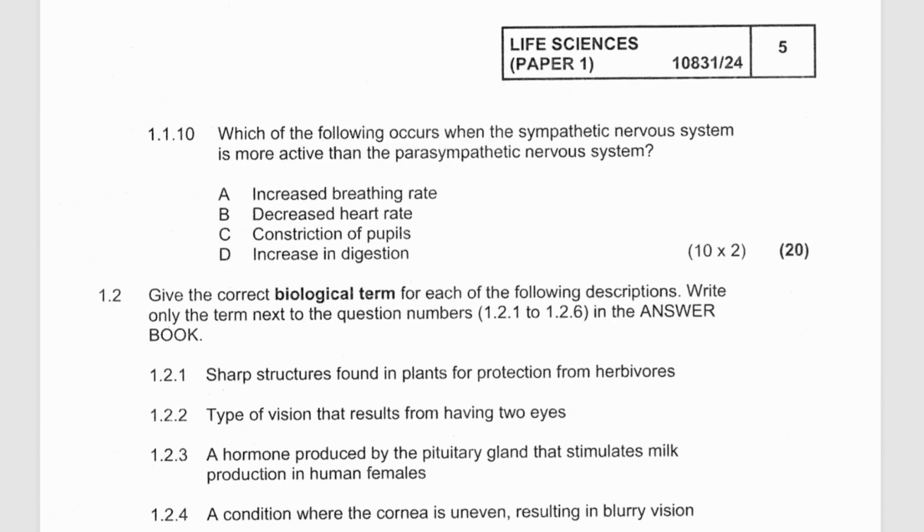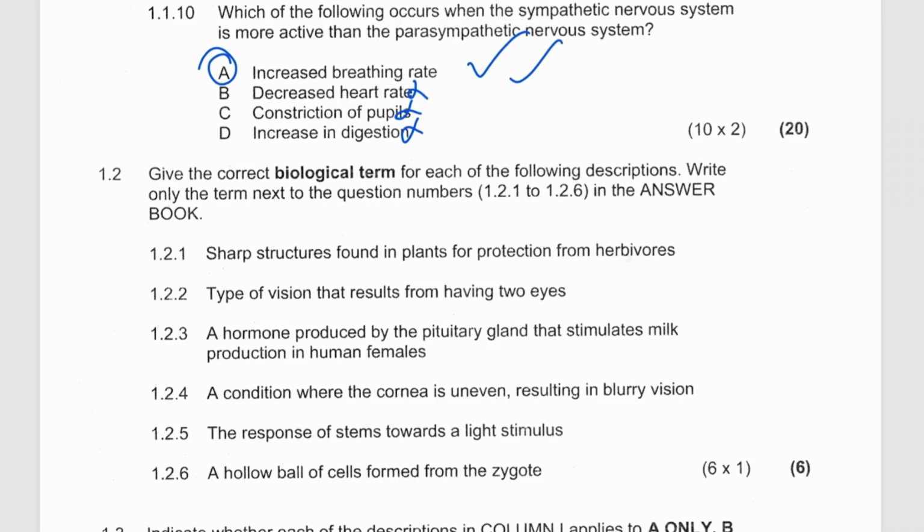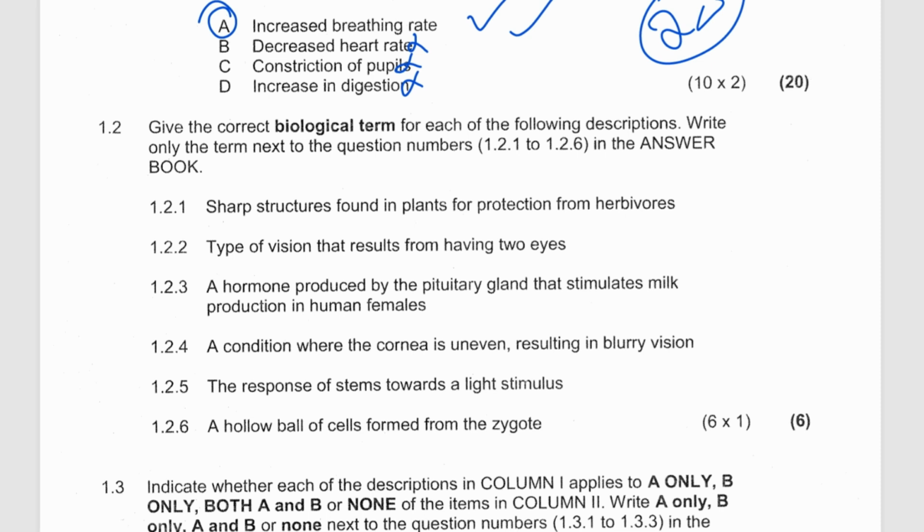Which one of the following occurs when the sympathetic nervous system is more active than the parasympathetic, meaning that you are preparing for an emergency? Increased digestion, no. Constriction, no. So A becomes the most correct answer, an increase in the breathing rate, so that you are able to prepare for an emergency. It means that you got 20 out of 20. Let me know if you got 20 out of 20.